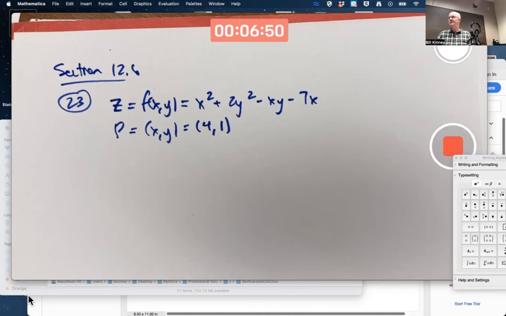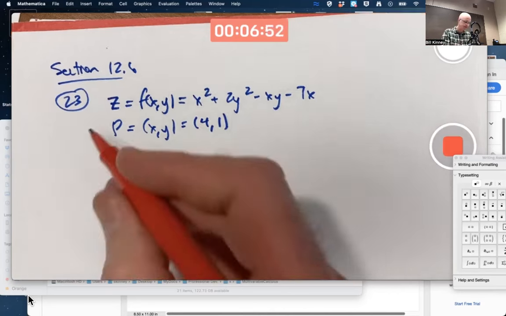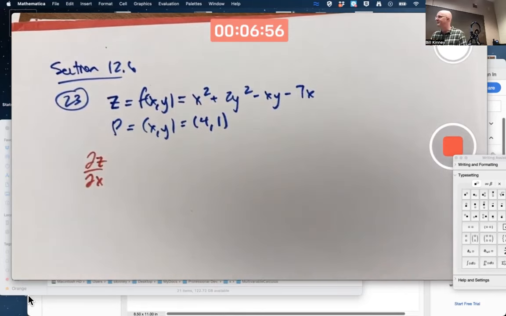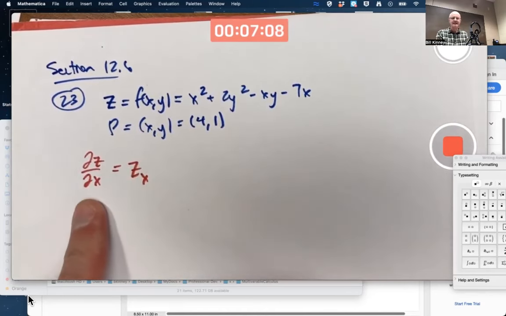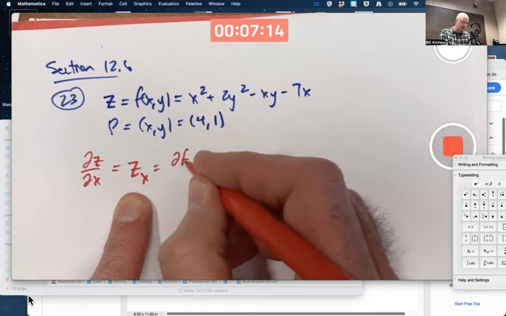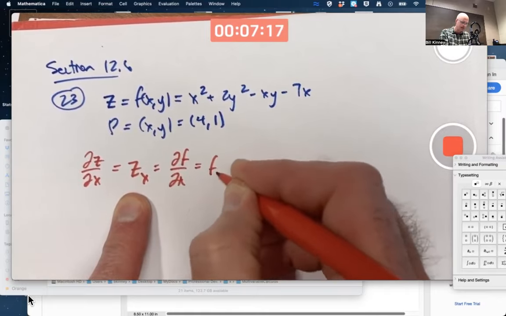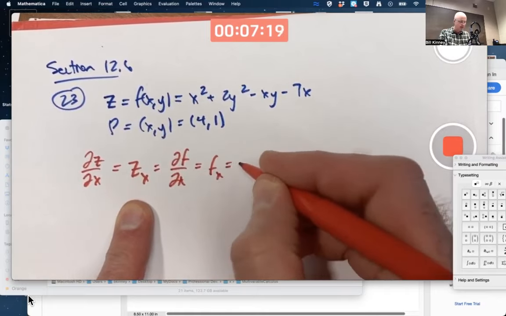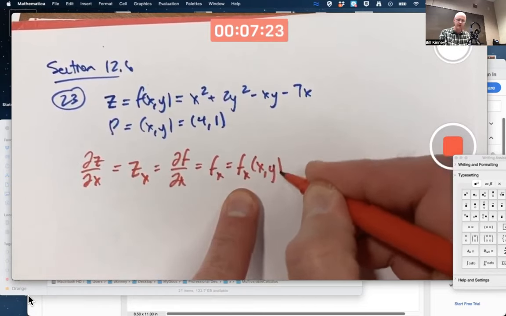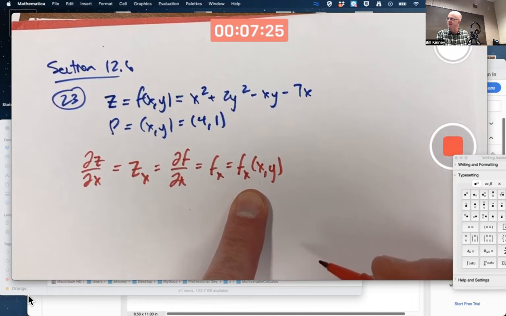We can, for example, take partial derivatives of this. Once again, you should be comfortable with any of the notations for these partial derivatives. I might use any of them. We could use dz dx notation, partial z, partial x, z sub x, or we could use partial f, partial x notation, or f sub x. Probably the best notation to emphasize that this is a function of x and y is this last notation.